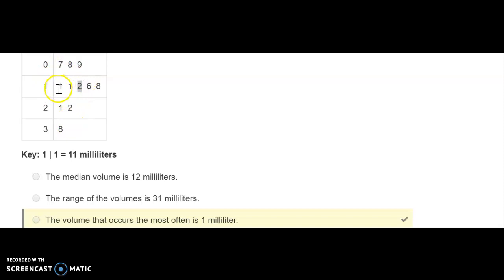If you look up here, you might be tricked by that because the 1 appears twice, but it's not 1, it's 11. This is a 10 and this is a 1. It's just a real quick and easy way to get your numbers down. So the answer that is not true is: the volume that occurs the most often is 1 milliliter.